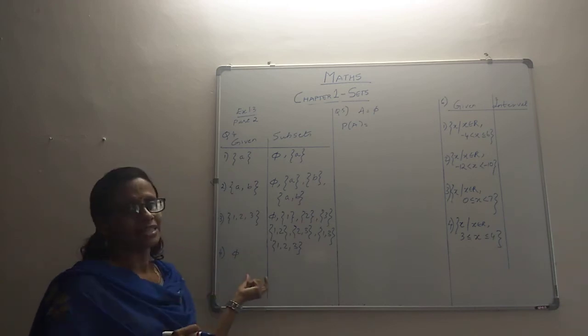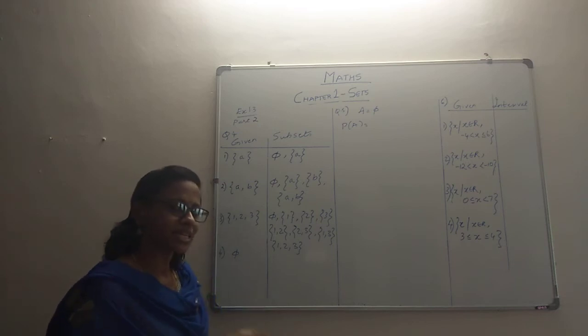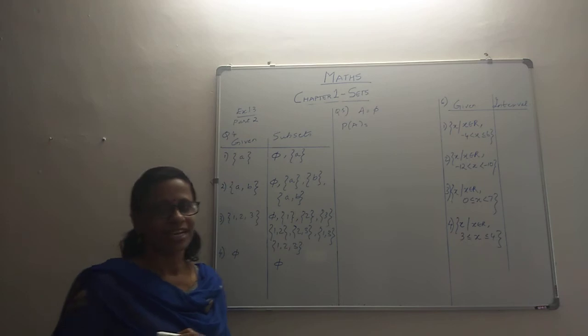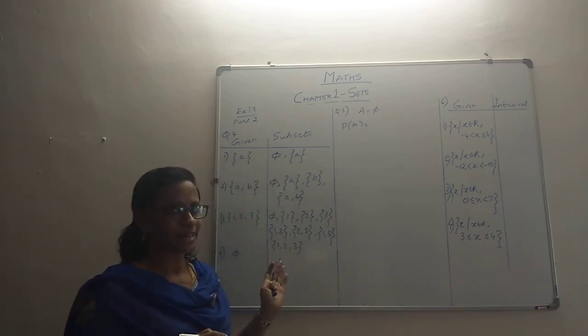Then we are given the empty set, and for the empty set, of course, there can be no other subset except itself. So it has the empty set itself as its subset. That is how we go about listing the subsets. That was our question number 4.